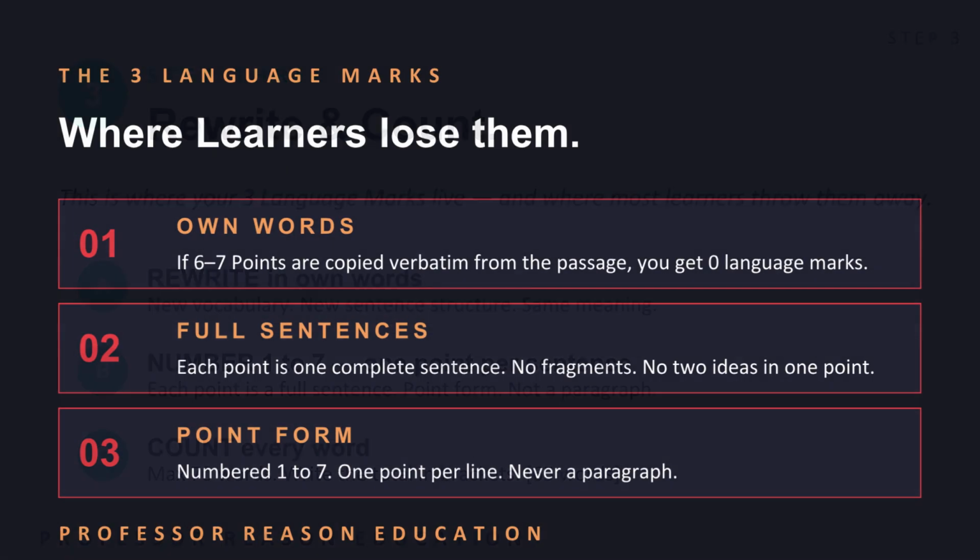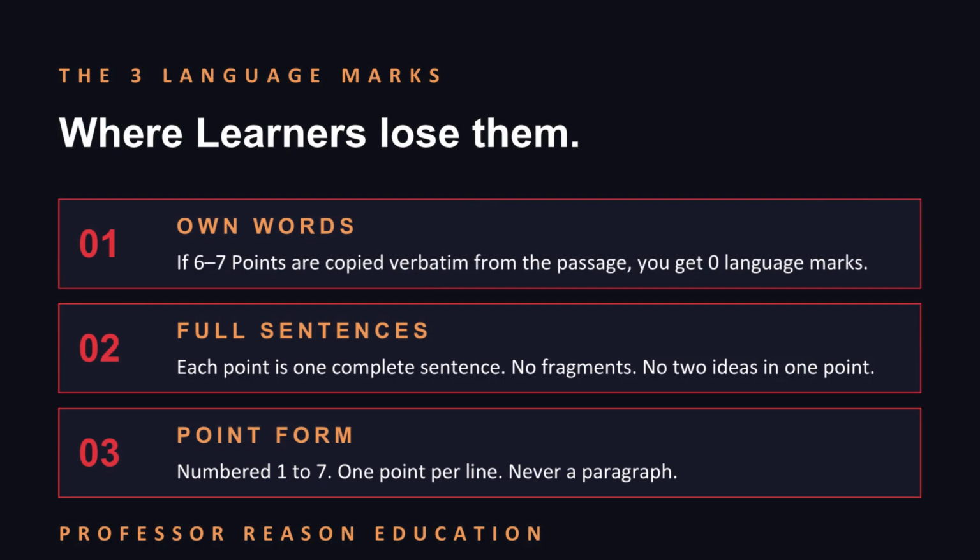Let me be very specific about what the 3 language marks are actually testing. Mark number 1, own words. This is the big one. If 6 or 7 of your points are copied word for word from the passage, you get 0 language marks, even if all 7 content points are correct.